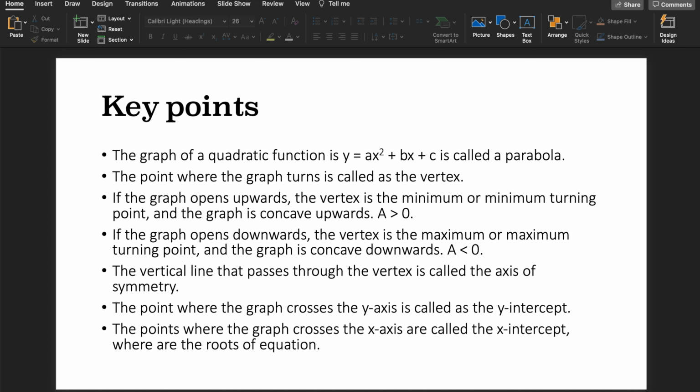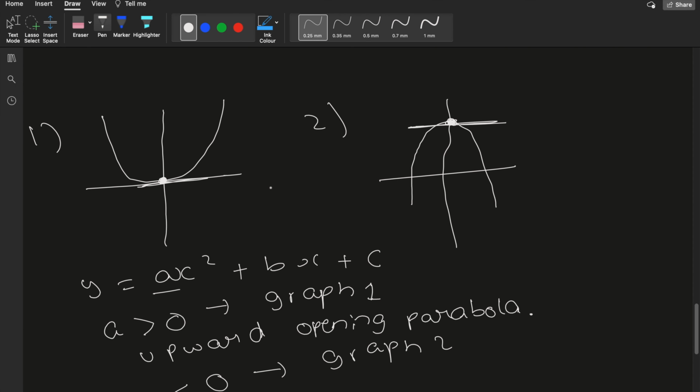Okay, so the next point states that the vertical line that passes through the vertex is called the axis of symmetry. As this is very clear, the vertex, if you draw a line here, these two are supposed to be symmetrical. Something like this, even over here.